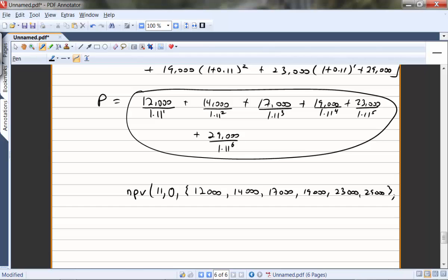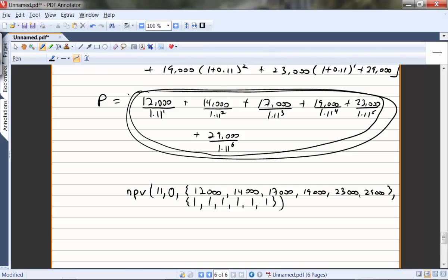Then you put a comma, you open another squiggly bracket, and you put the frequency of the cash flows. The 12,000 happens once, the 14,000 once, 17,000 once, 19,000 once, 23,000 once, 29,000 once. The frequency is how often it happens consecutively. Like if we had 12,000 at the end of year 1 and 12,000 at the end of year 2, you just put a 2 right here. Then you close the parentheses and hit enter. And that'll calculate this for you, a little faster than typing all this into your calculator.